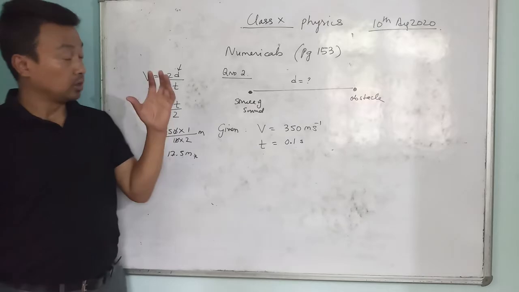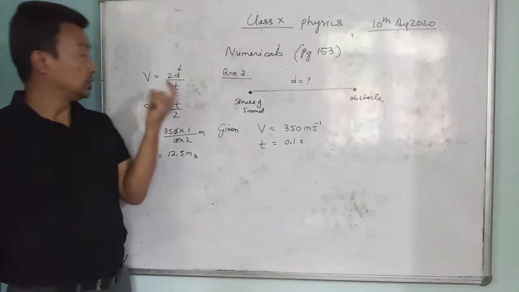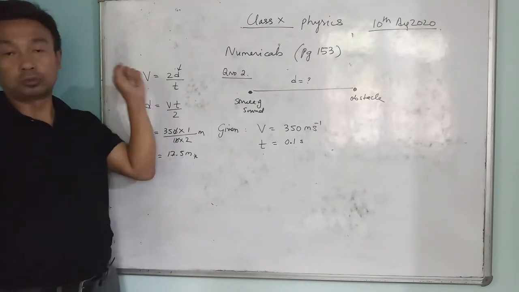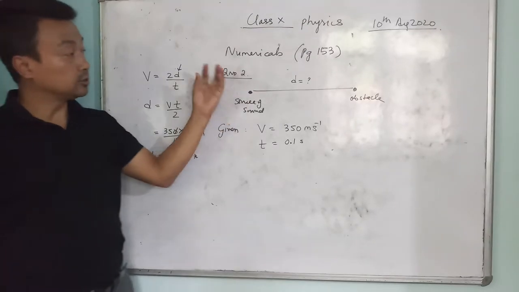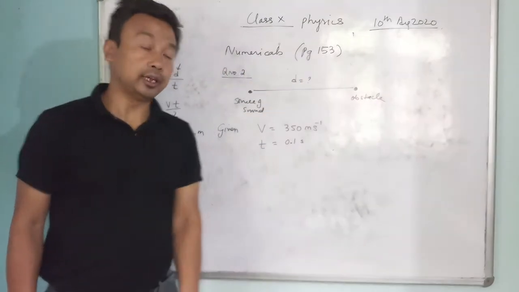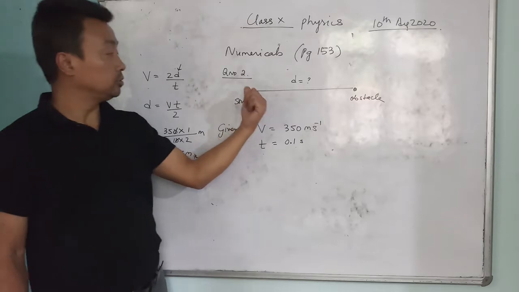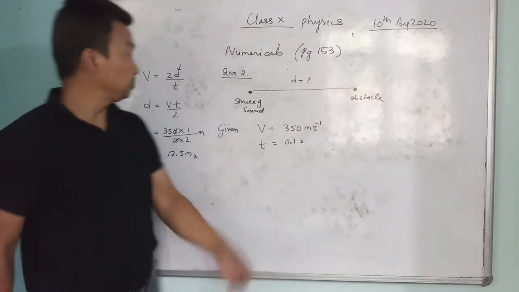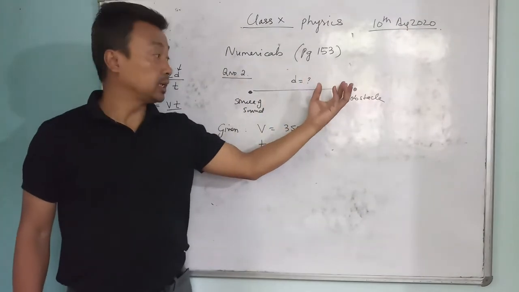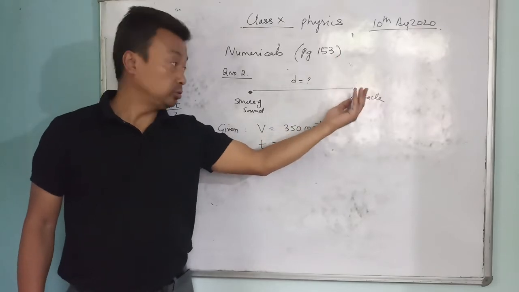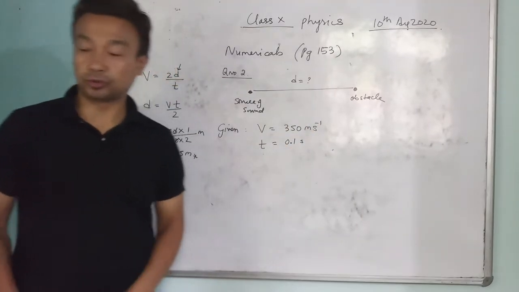Keep one thing in mind: in echo you have only one formula. V is the speed of sound traveling in air, d is the distance between the source of the sound and the obstacle, and t is the minimum time required for the sound to return back to the source.